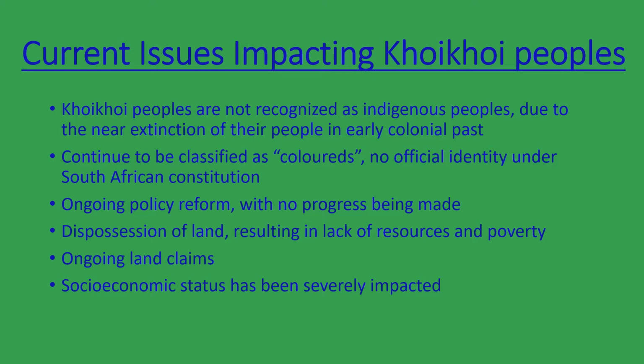So there is ongoing policy reform with no progress being made. Some examples of this: in 1999, Nelson Mandela, the president at the time, established the National Khoisan Council. The council is a negotiating forum set up to address the constitutional accommodation of the Khoikhoi's traditional leadership within the traditional leadership constitutional framework. Despite 18 years of existence, this council still continues to find itself in negotiations with no progress being made.